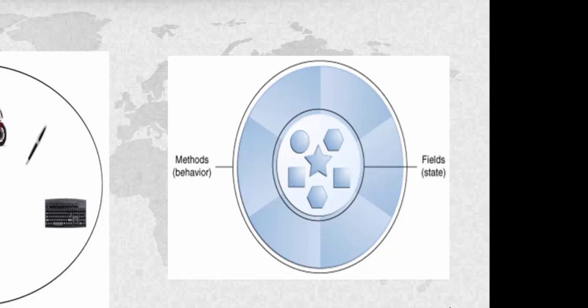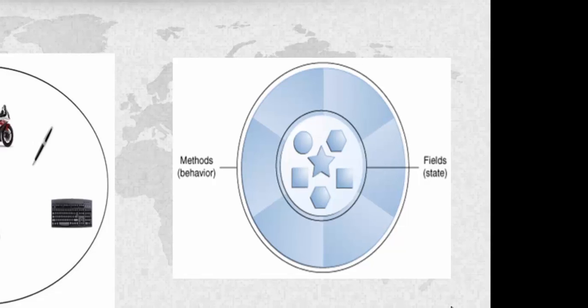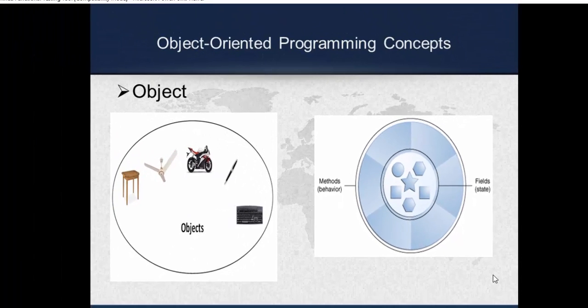So software maintains its state in variables and implements its behavior with methods. So the object is defined as a software bundle of variables and related methods. Hope you got an idea about object.